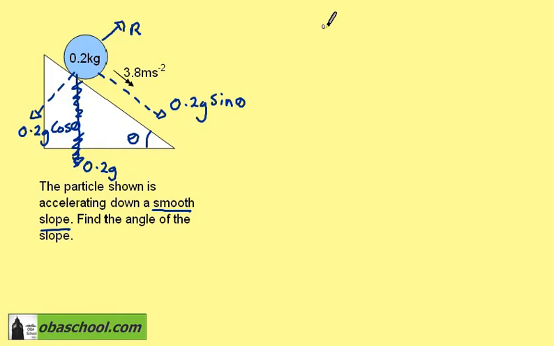As discussed, the R, the normal reaction force, and the 0.2 g cos theta, the component of the weight perpendicular to the surface, must balance each other out, since the acceleration is directly down parallel to the surface. The only force acting in this direction is the 0.2 g sine theta. So using F equals ma, the resultant force is the 0.2 g sine theta.